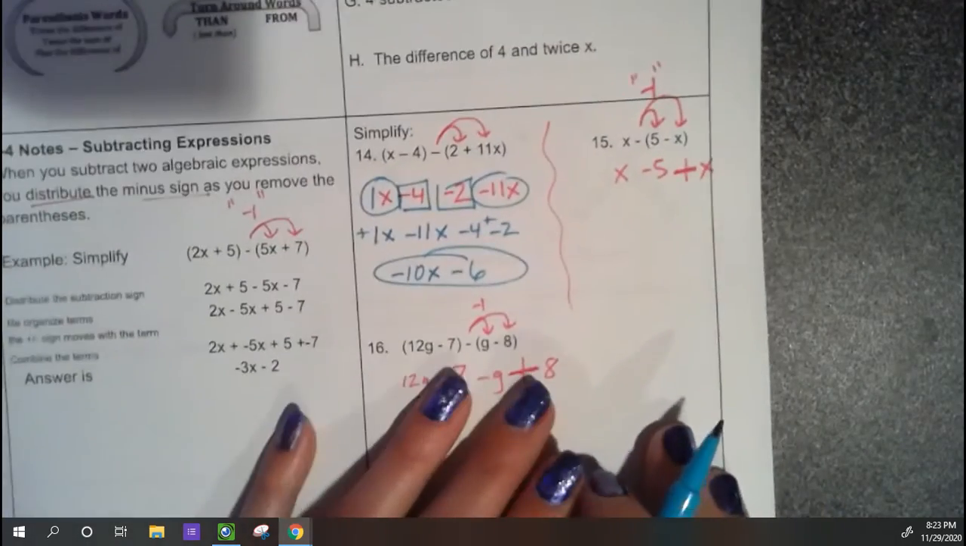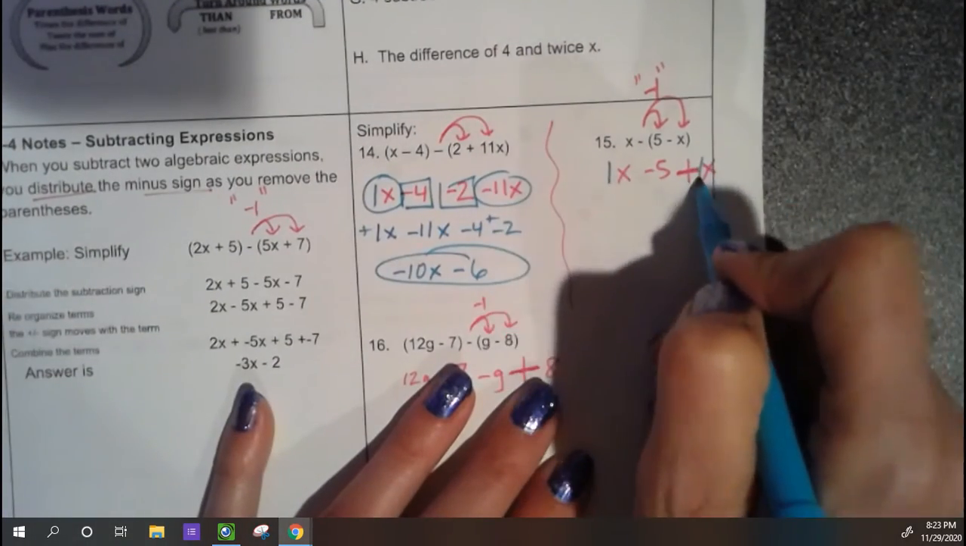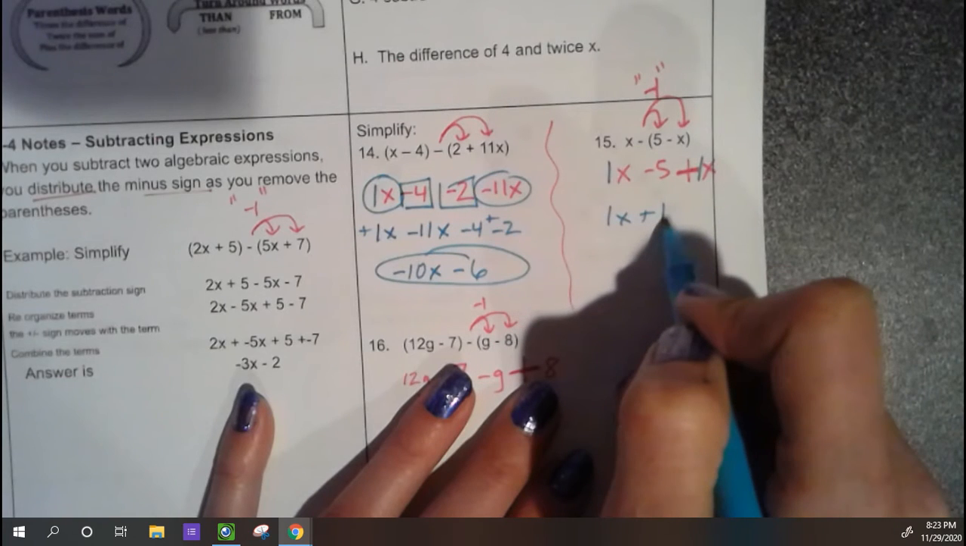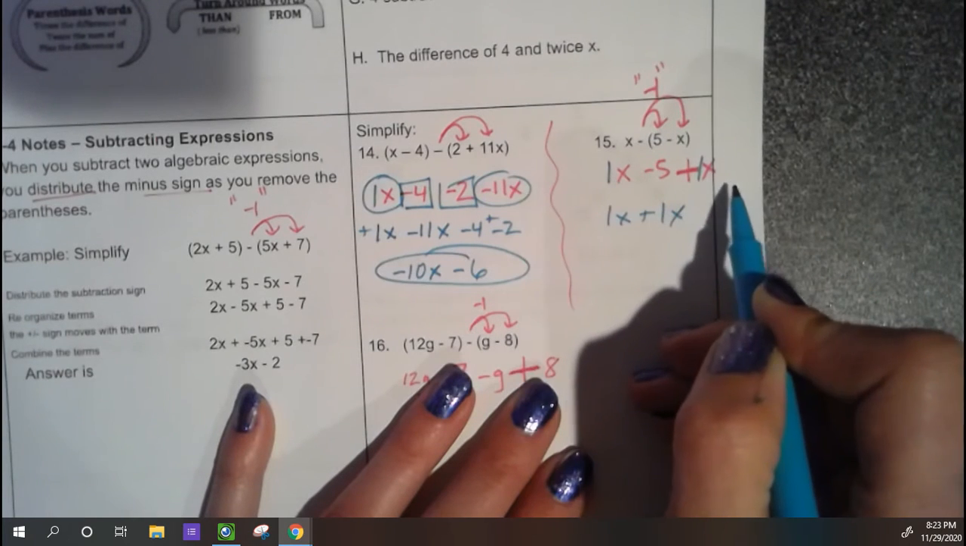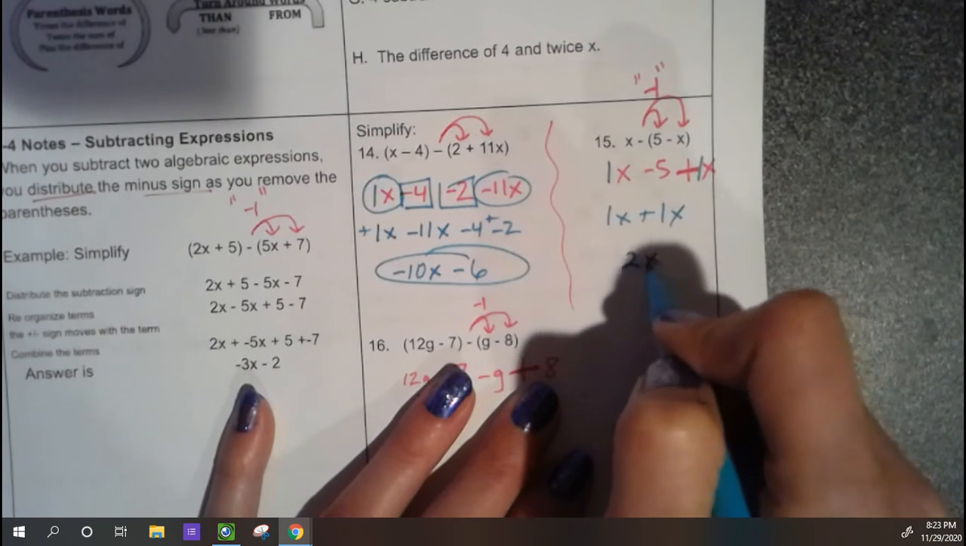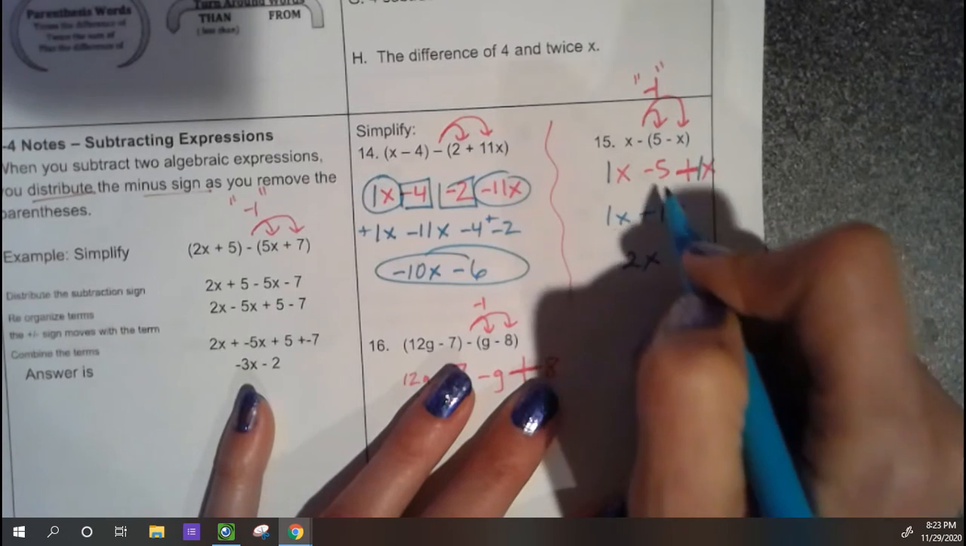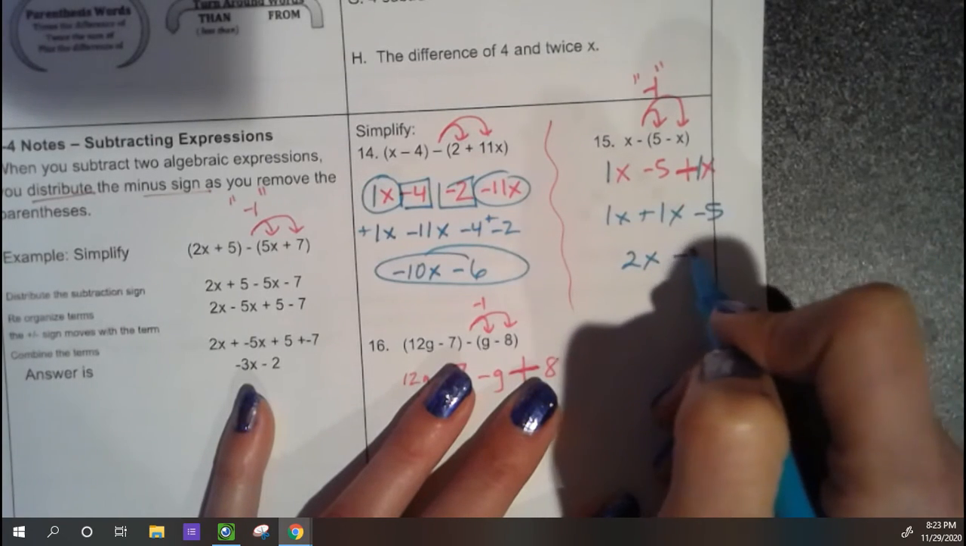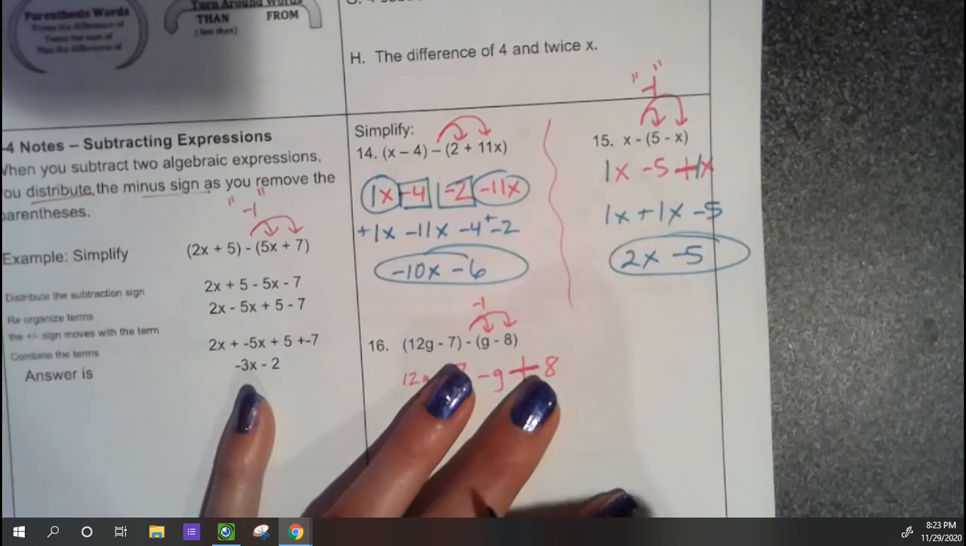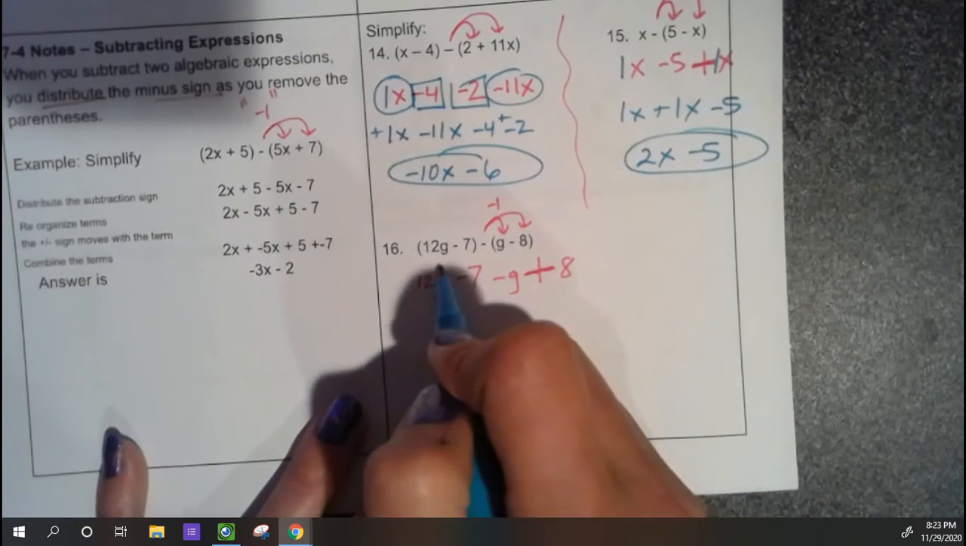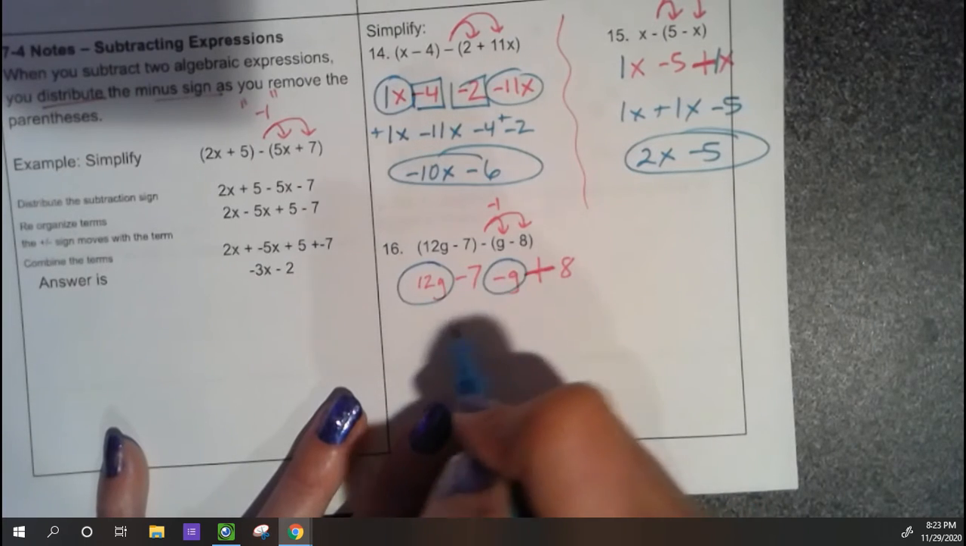Here, the 1x and the 1x can come together. I know this was a subtraction problem, but after I rewrote it, those x's both are positive. So that gives me 2x. I'm actually adding. And then the -5, he has no friends. I stop there. That's it. That's my answer.